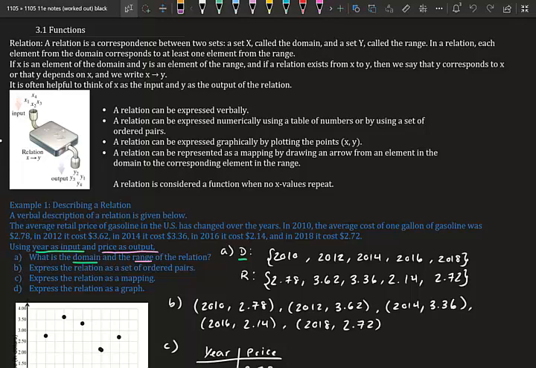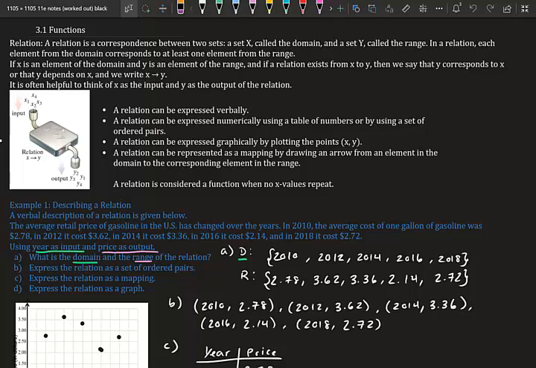A relation can be expressed verbally. It can be expressed using numbers or tables, or a set of ordered pairs. It could be expressed using graphs, so plotting X and Y's. It can be expressed by something that's called a map, by drawing arrows from an element in the domain to the corresponding element in the range. A relation is considered a function when no X values repeat.